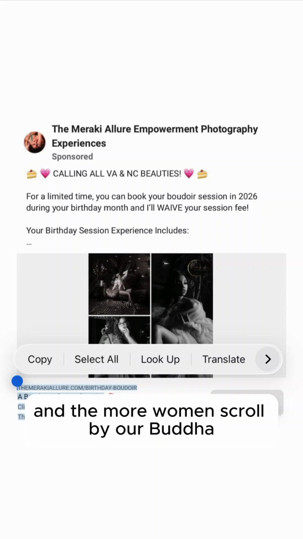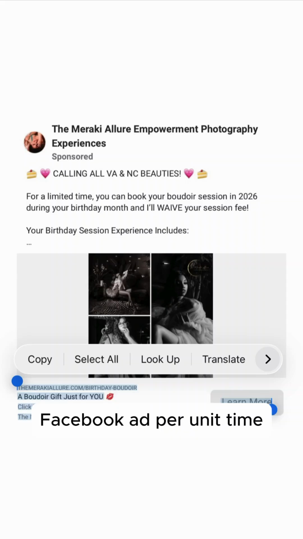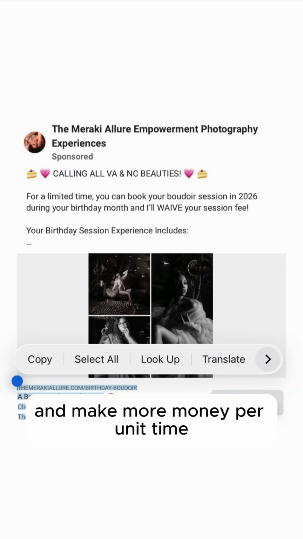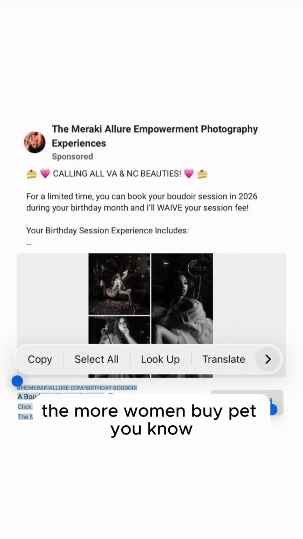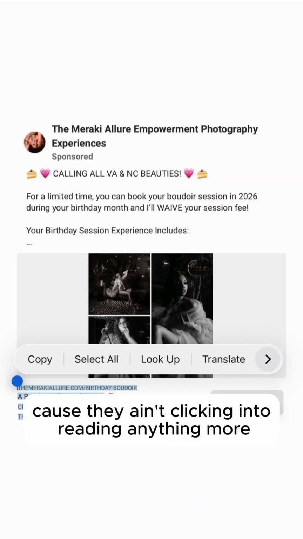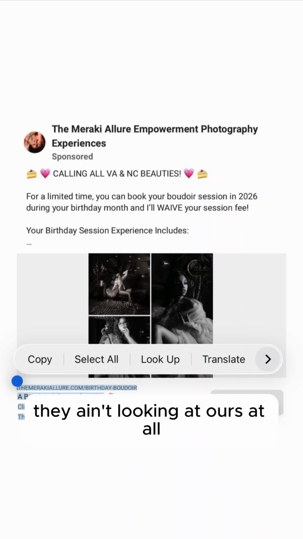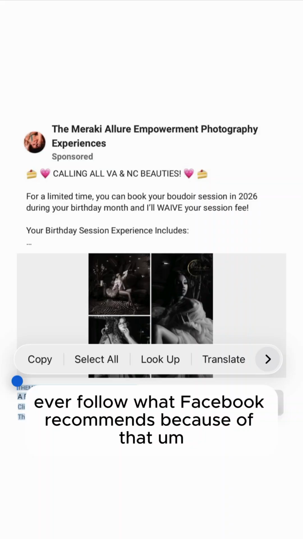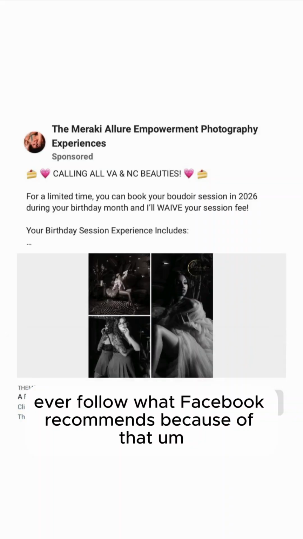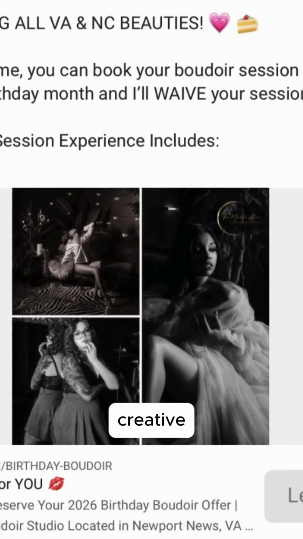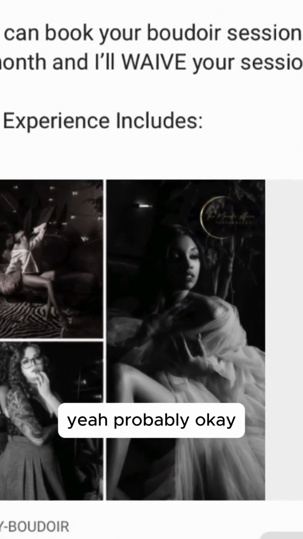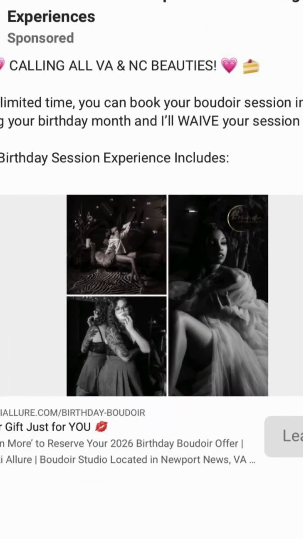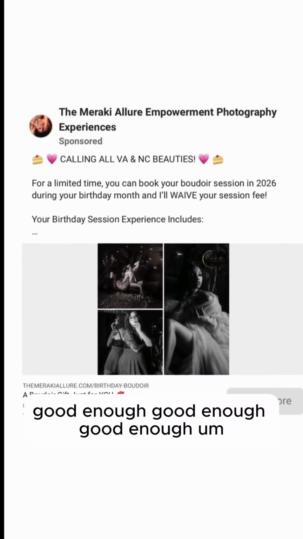And more women scrolling by our Boudoir Facebook ad per unit time means Meta can serve more ads per unit time and make more money per unit time. The more women just scroll by our ad because they ain't clicking in to read anything more. They ain't looking at ours at all. So we never ever follow what Facebook recommends because of that. Creative. Yeah, probably okay. I mean, we got a little bit up here. Nah. Creative. Yeah, good enough.